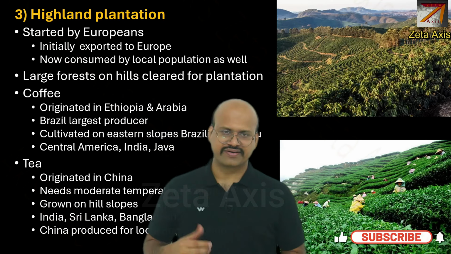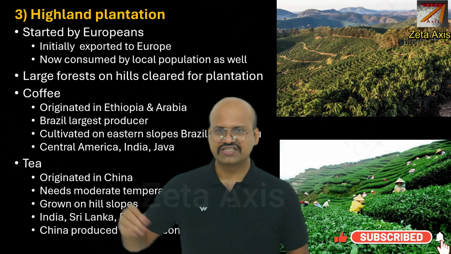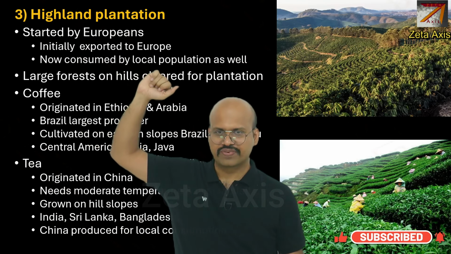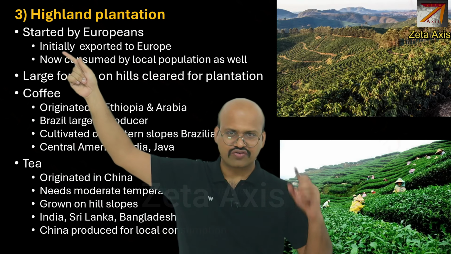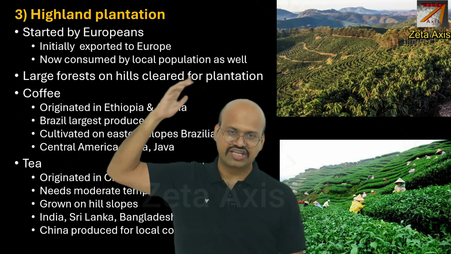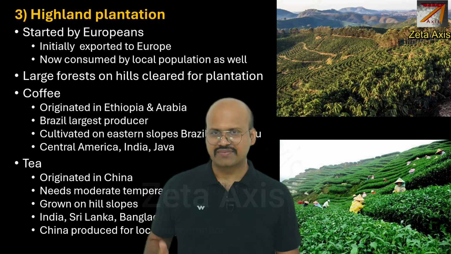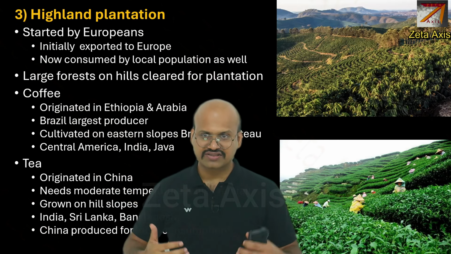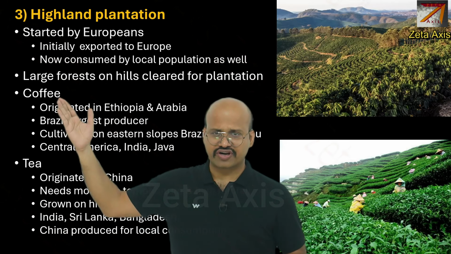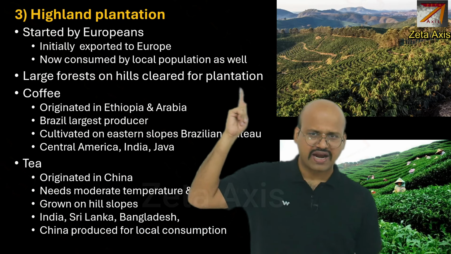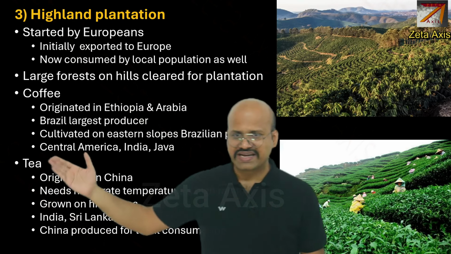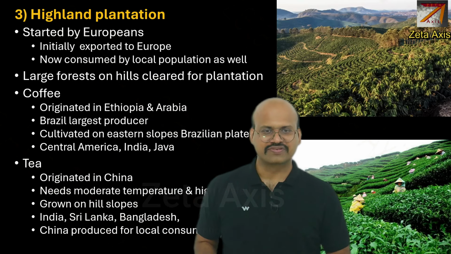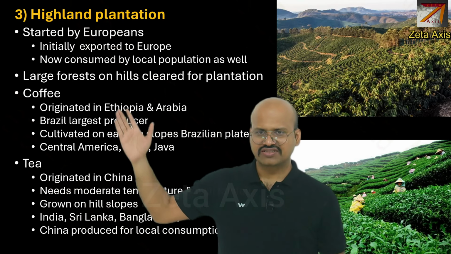In the highland region, that is on the hills, we see plantation was started by Europeans. It was initially only for export to Europe, like the tea or coffee. But over time, it is now consumed by the local population and therefore it is grown for local consumption as well. Large forests on hills have been cleared for plantation farming. Coffee and tea are the two most important plantation crops. There are several others as well, but these are the two most significant.